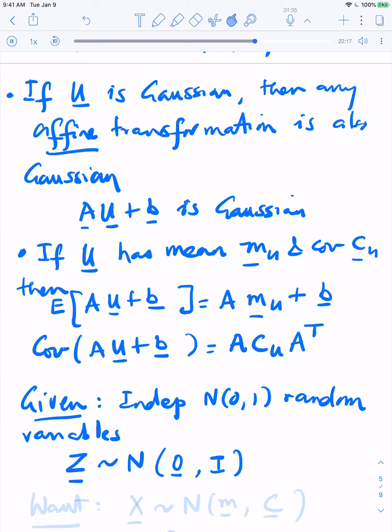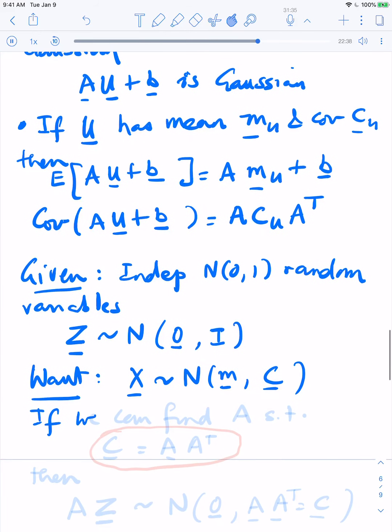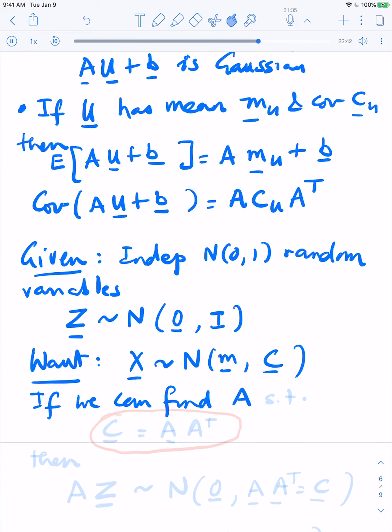So now, if I want to generate a desired mean and covariance from this, so basically what we want is X having mean vector m and covariance matrix C. If we can find some matrix A such that the covariance matrix is A times A transpose, then A times Z is Gaussian with mean 0 still, right? And covariance A A transpose, which is equal to C.